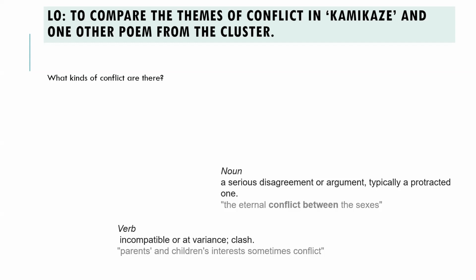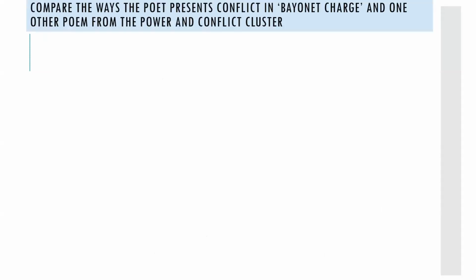So just have a think about what kinds of conflict you can think of that there are in these two poems. What are the poets trying to say about anything to do with conflict? And when you hear our discussion, you might go back and add to your list. Okay, so do that. This slide is your first task.